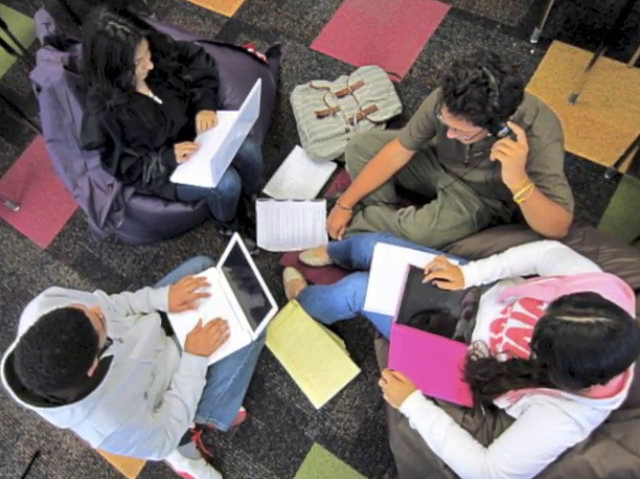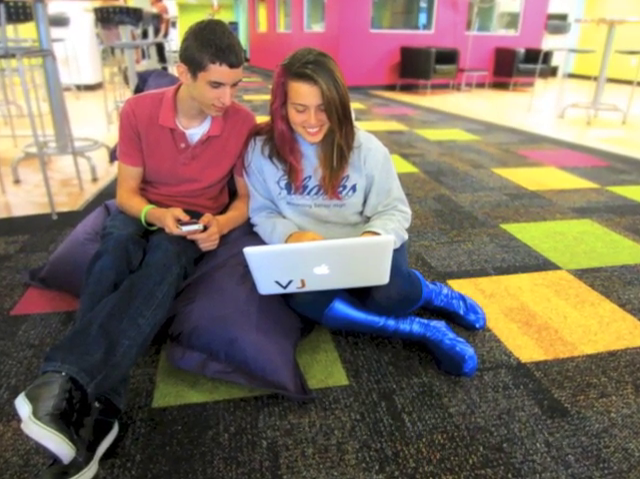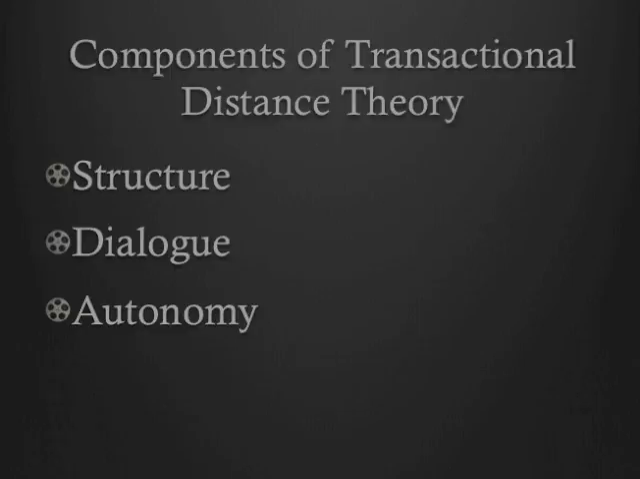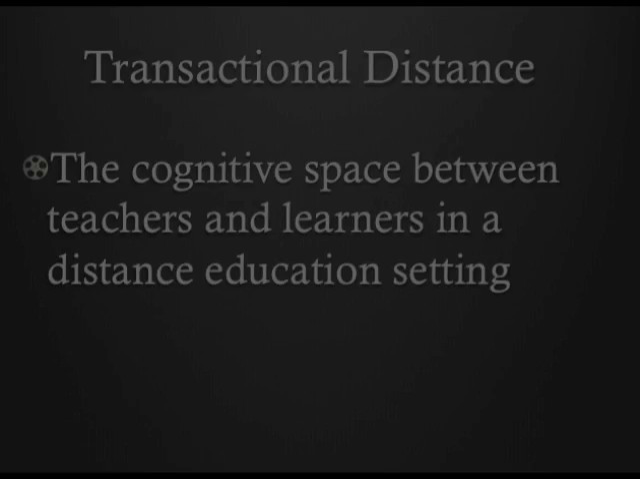But that's not all. Instead of considering the distance between teachers and learners only in terms of geography, Moore described the distance as a psychological separation influenced by three components: structure, dialogue, and autonomy. Now that you have a little background, let's talk about the components of the theory and how they work together. First, you need to know what transactional distance is. What that means is because of the separation between teachers and learners, there's something lost in the communication process. That something is transactional distance.